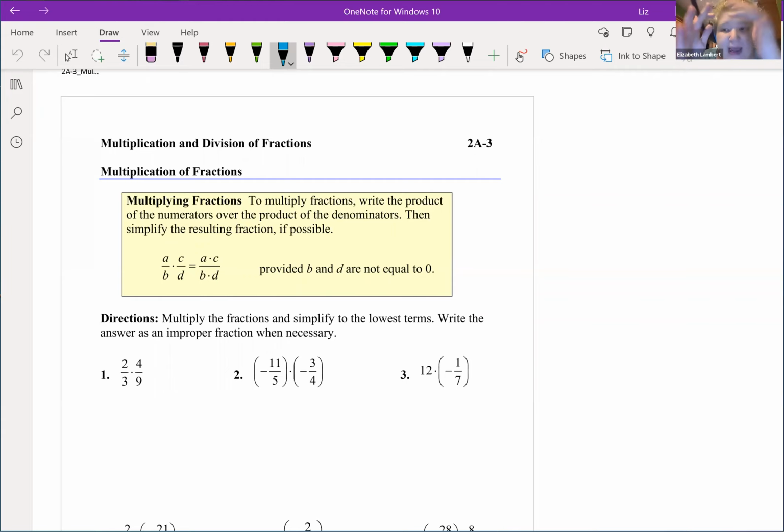So the problem may set the fractions in a particular way, but you can kind of regroup it if that helps with simplifying. And sometimes it does. Other times, no. But that's okay. All right. Multiply the fractions and simplify to the lowest terms. Write the answer as an improper fraction when necessary. So that's a fancy way of saying don't bother converting to mixed here. Leave it as improper. Why? Because it's easier to grade.